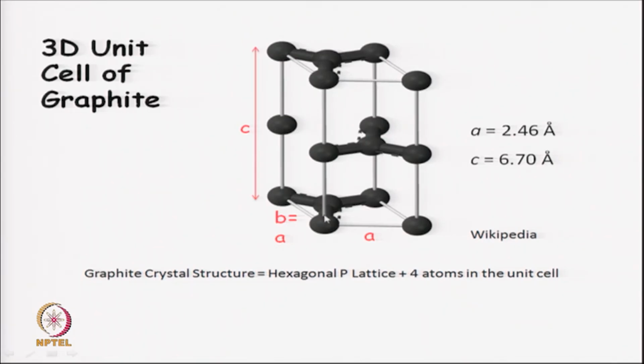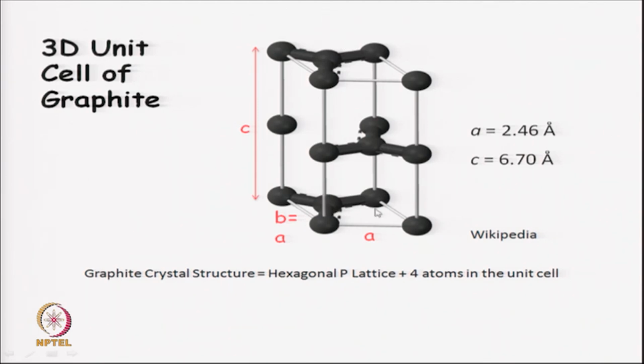I told you that there are 2 kinds of carbon atoms. If I go from this carbon atom up, I find another atom at C by 2 and then another atom at C by 2. So, this row is a C by 2, C by 2 row. But if I go from here, from the other atom in the base, there is no atom on the top layer here. I have to go all the way to the top of the unit cell to find another carbon atom in that direction. So, this carbon atom is a C carbon row.